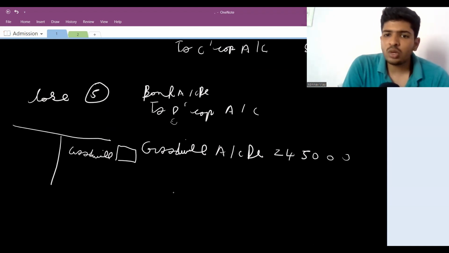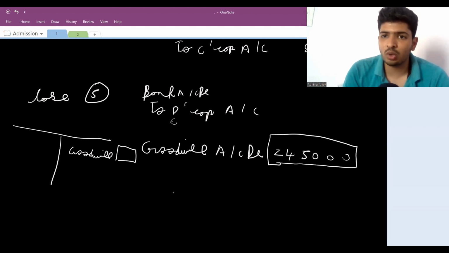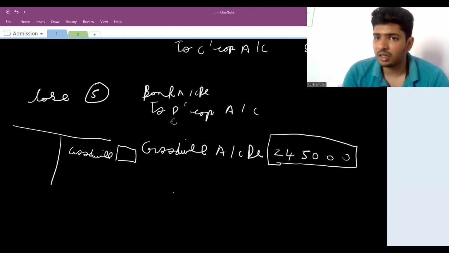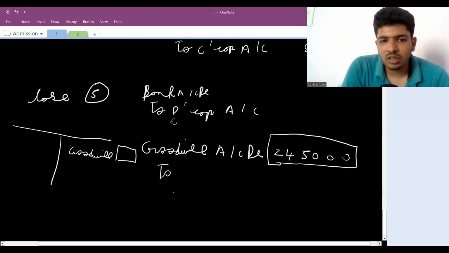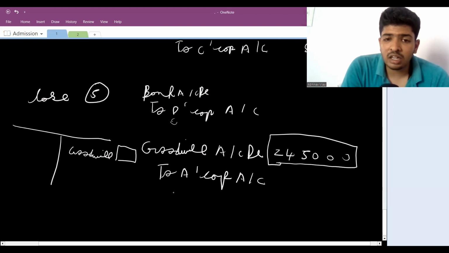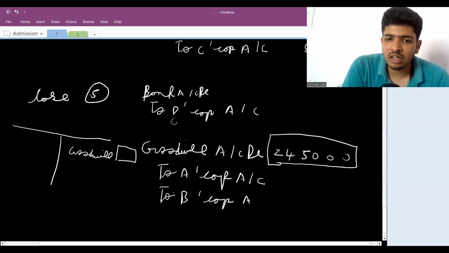So why 2,45,000? This is the goodwill amount that's mentioned in the question, which is the self-generated goodwill that was calculated as on the date of D's admission. So this amount should be raised. So how will it be raised? Simple. Since it's calculated on the date of D's admission and is self-generated, D had nothing to do with it. Only A, B, and C must have earned it.